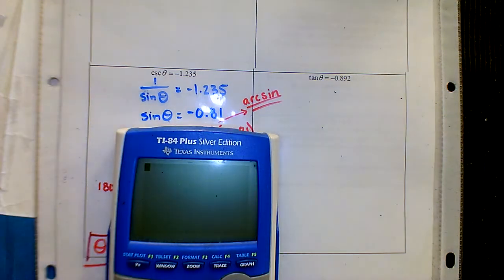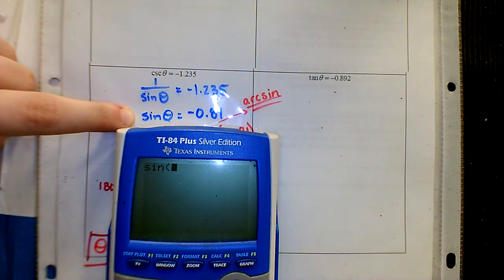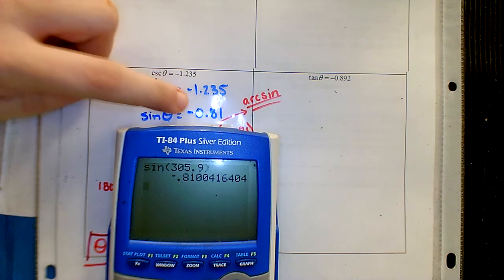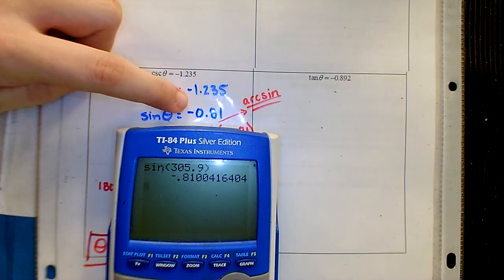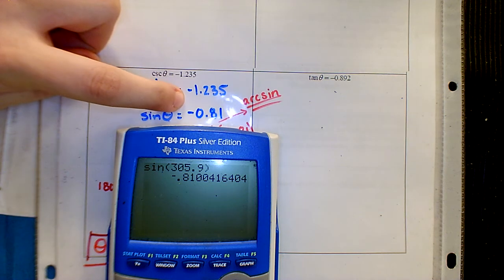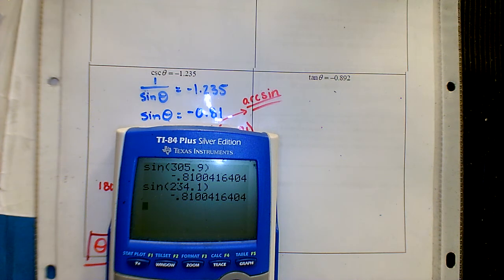So what you can do on your calculator, maybe we'll use the sine equation that we rewrote the original one as, because we have a sine button. If you were to type in sine of 305.9, we should get negative 0.81, which we do. We're not necessarily checking the original number, we're checking the one that we rewrote. So negative 0.81. Let's check the other one that we found. We type in sine of 234.1, and we get the same thing. So you can check your work when you have a calculator.